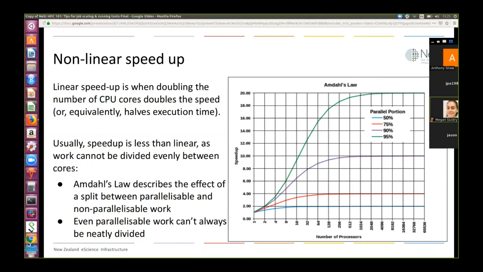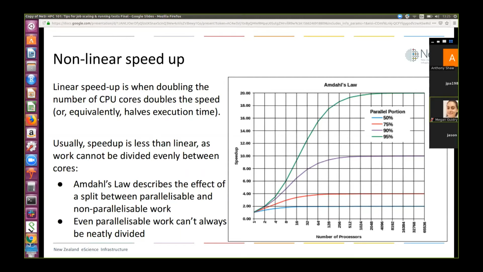But that serial part of your code only benefits from one CPU, or having that CPU be better, right? And so when you speed up the parallel part of code, it's getting faster and faster and taking up a smaller and smaller percentage of the compute time. The serial part of your code is staying the same. It takes just as long with 100 CPUs as it takes with a single CPU.